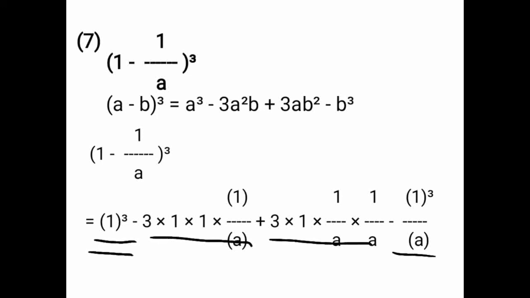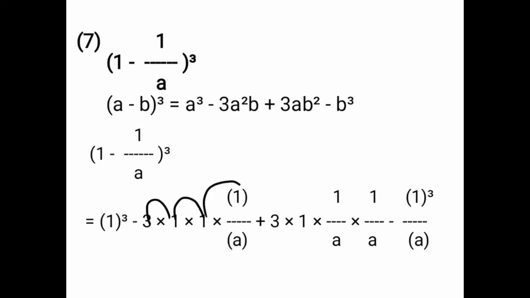Cube of 1 is 1, minus 3 ones are 3, 3 ones are 3, 3 ones are 3 upon a. In minus 3a square b, the answer is coming minus 3 upon a, plus 3 ones are 3, 3 ones are 3, 3 ones are 3 upon a into a is a square. In 3ab square, the answer is coming 3 upon a square. In minus b cube, minus 1 upon a the whole cube is there. You have to solve both on numerator and denominator.